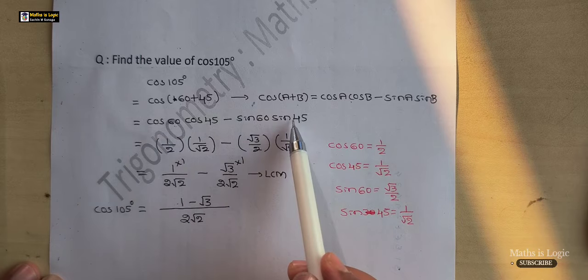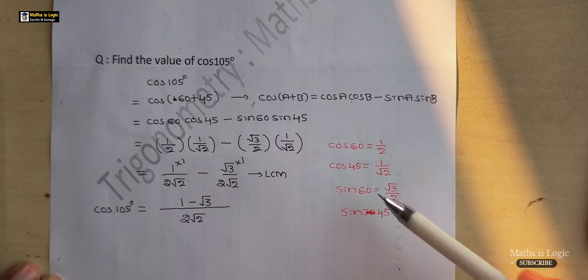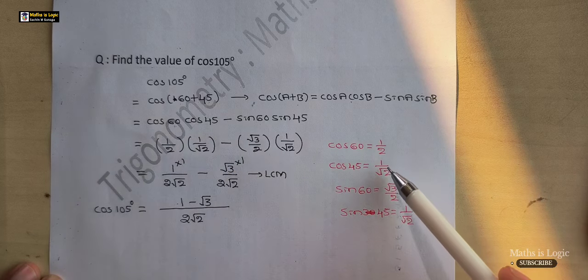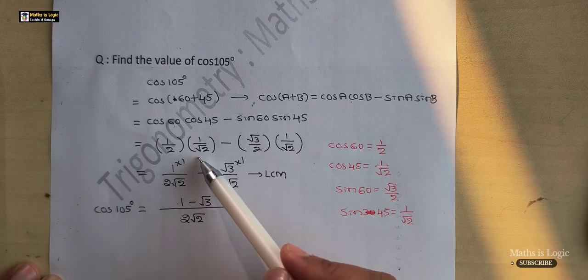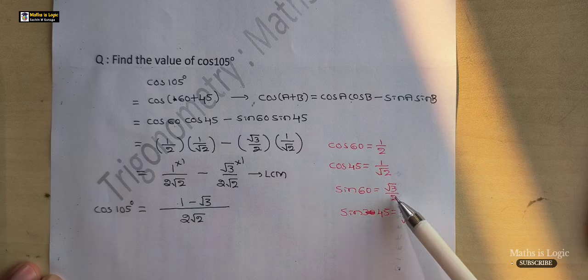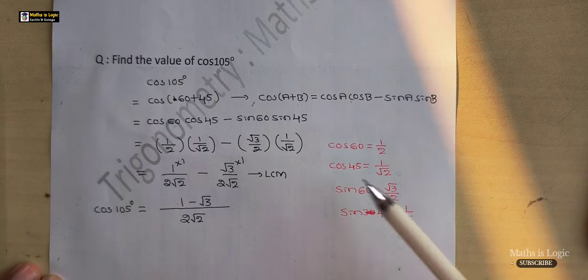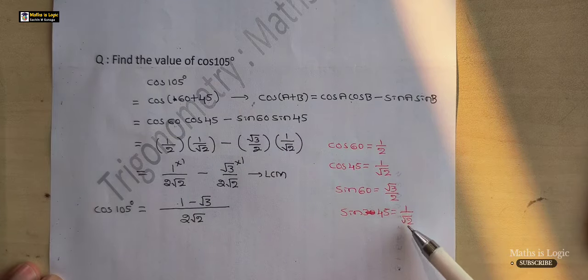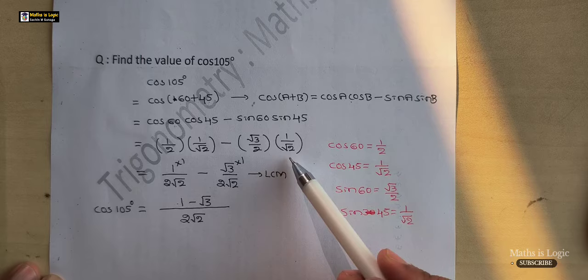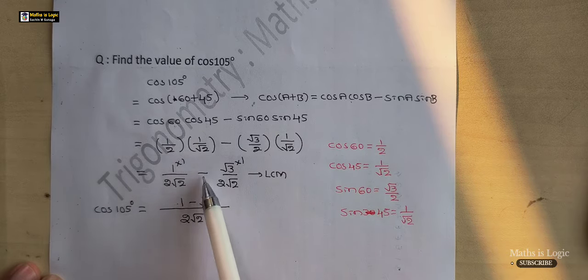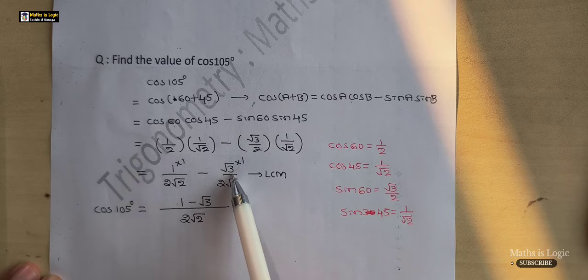So next, all these are the standard angles. Standard angle values we know. Cos 60 is 1 by 2, so substitute 1 by 2. Cos 45 is 1 by root 2, so 1 divided by root 2. Sin 60 is root 3 by 2, so it is root 3 by 2. And sin 45 is 1 by root 2, so substitute 1 divided by root 2. So now multiply. 1 into 1 is 1 divided by 2 into root 2 is 2 root 2 minus root 3 into 1 is root 3 divided by 2 into root 2 is 2 root 2.